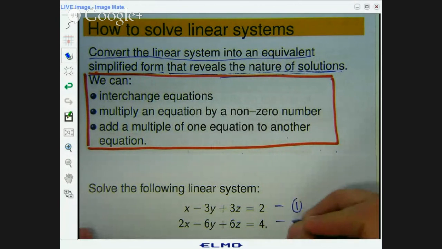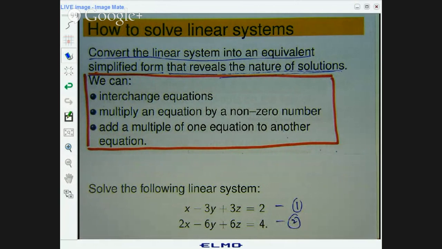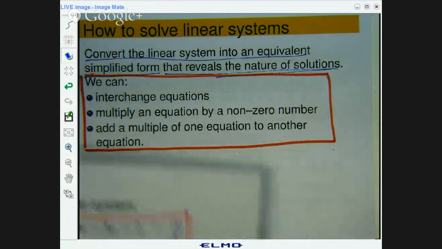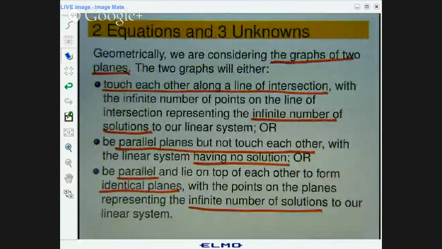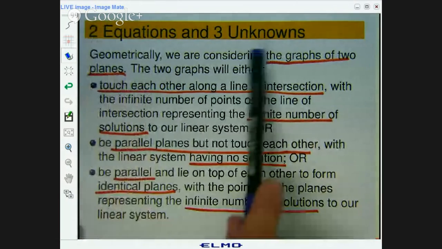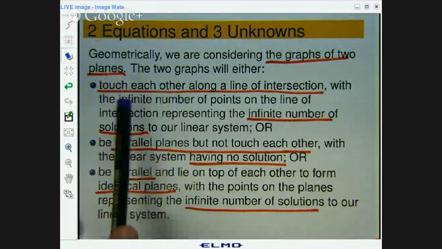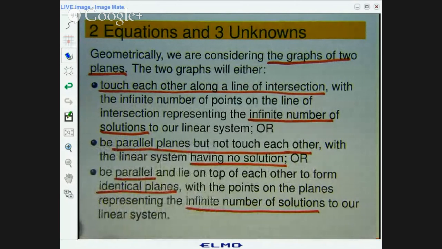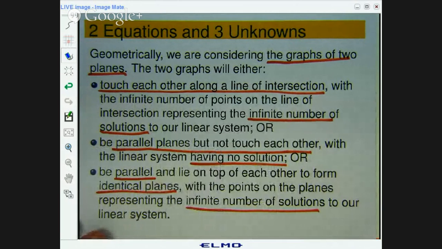I like to label my system, so the equations. You can see x, y, and z are the unknowns, and you've got two equations. Now, geometrically, each of these equations represents a plane. So what does it look like geometrically? Well, I've shown you this before, where you have two planes, and basically you have one of these cases. You have the planes touching each other along a line of intersection. You've got an infinite number of solutions. The planes are parallel, but they don't touch each other. In that case, the linear system has no solution.